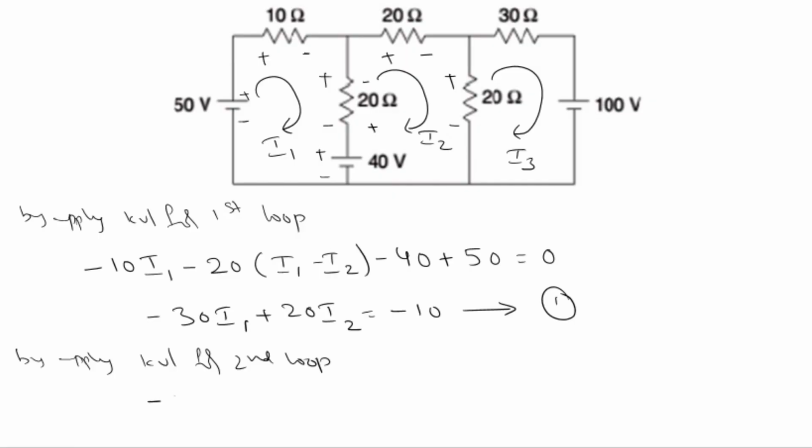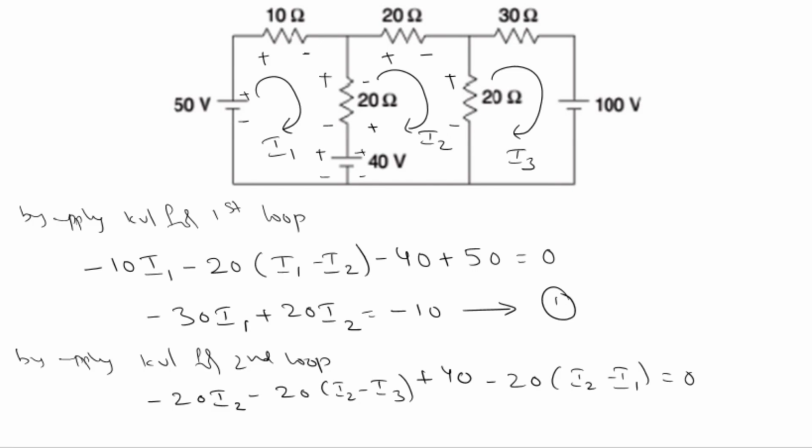Minus 20 into I2 minus I3, since I2 current is flowing downward direction, whereas I3 current is flowing upward direction for this middle 20 ohms resistor, plus 40 minus 20 into I2 minus I1. Here this 20 ohm resistor is common between second loop as well as first loop.